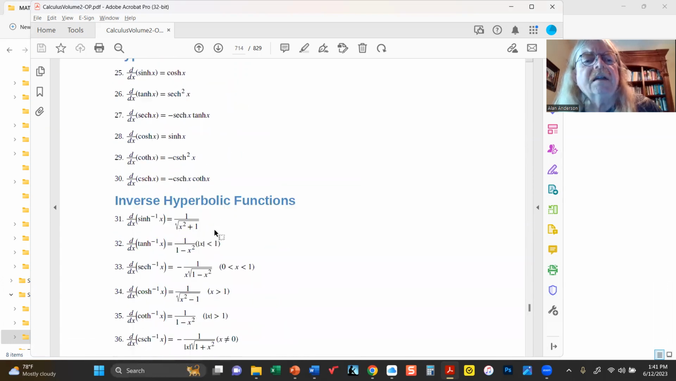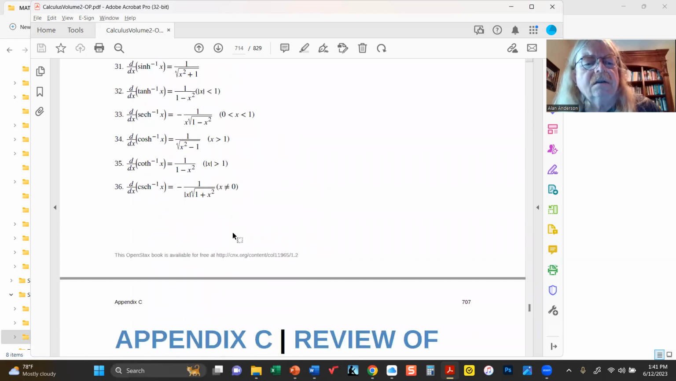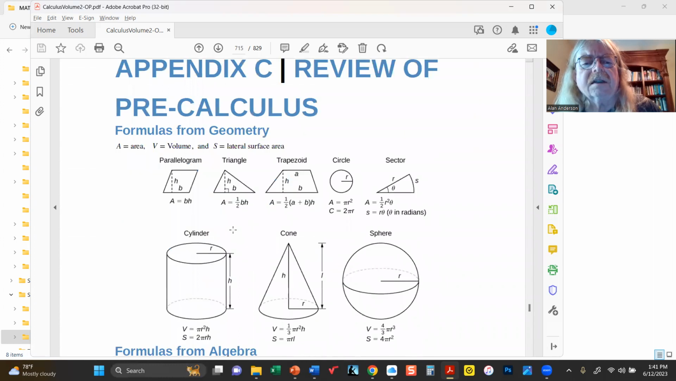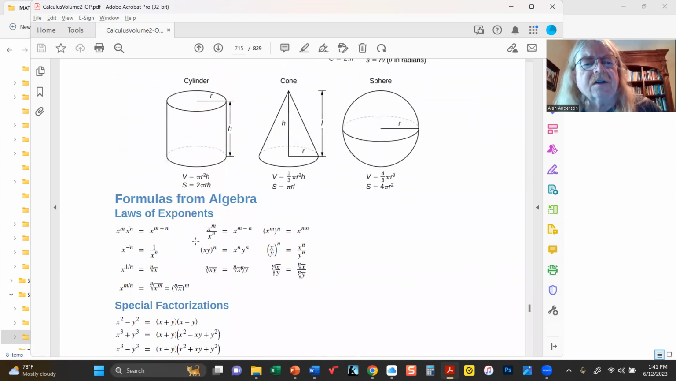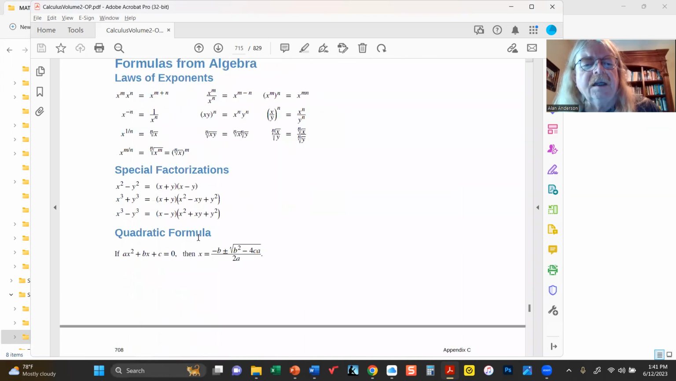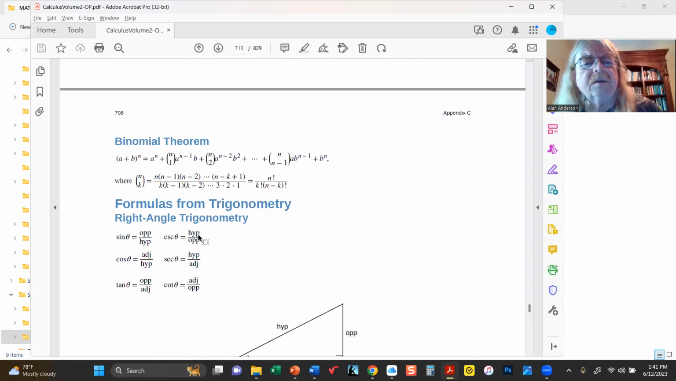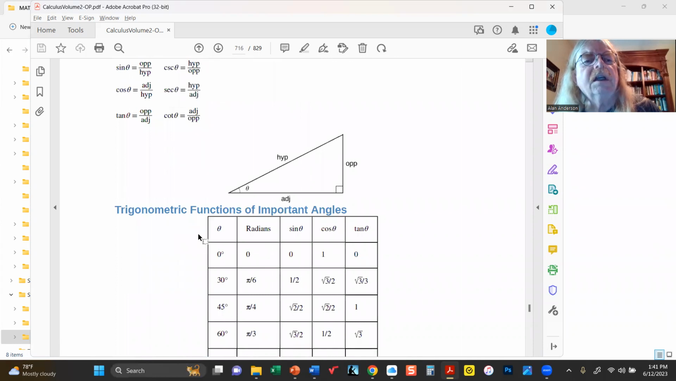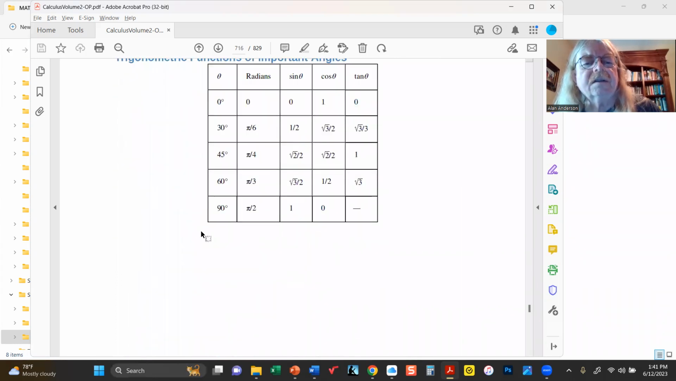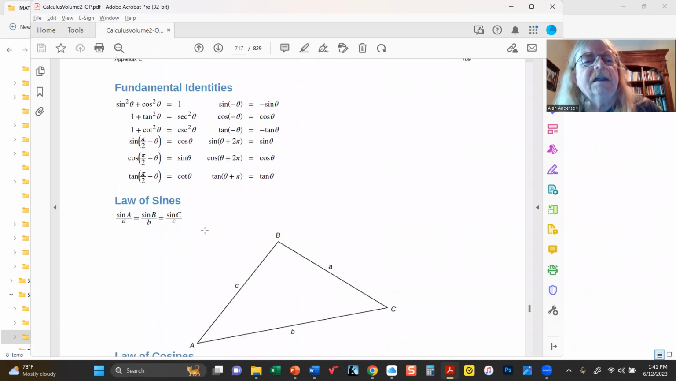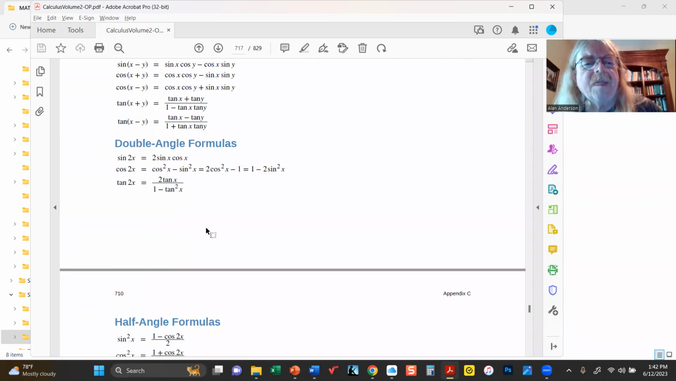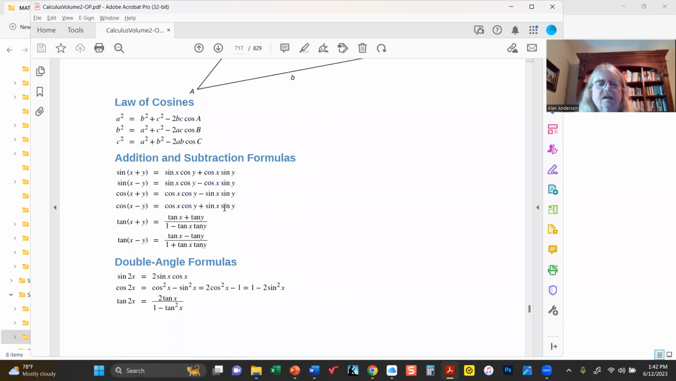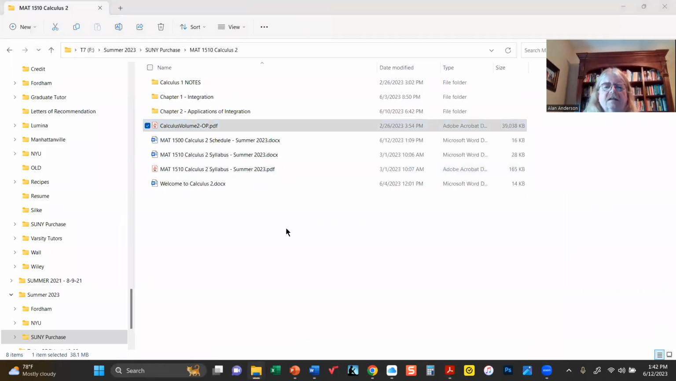Hyperbolics, we may not need those for this class. But just be aware that they exist. Man, they're really being helpful here. Look at some of these extra goodies they're giving us. Geometry, the quadratic formula, et cetera, et cetera. Trig definitions. I like this book. Man, there's a lot of them. All right. Let's get back to this.